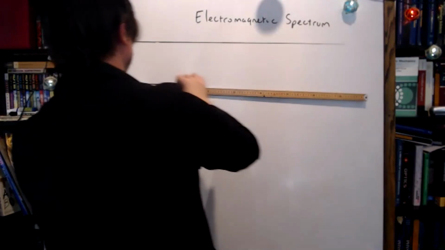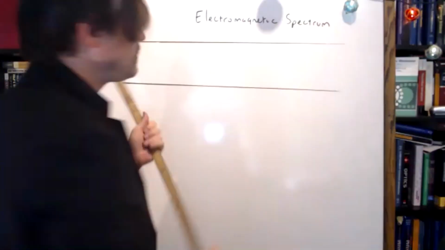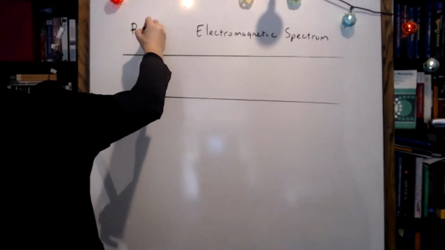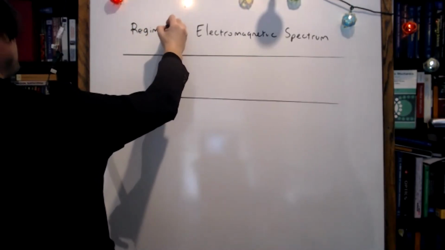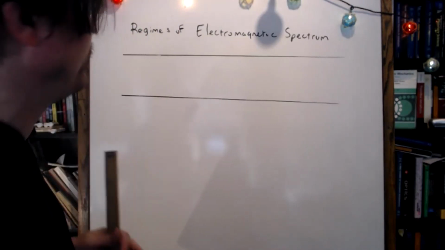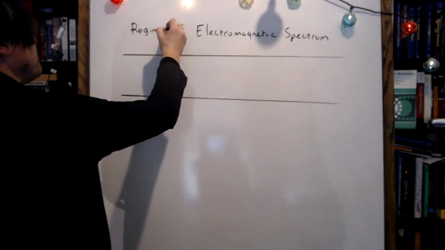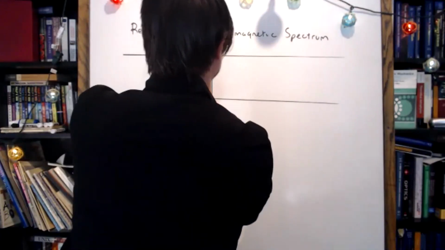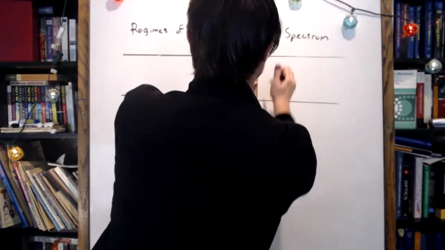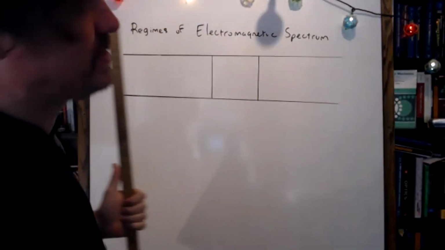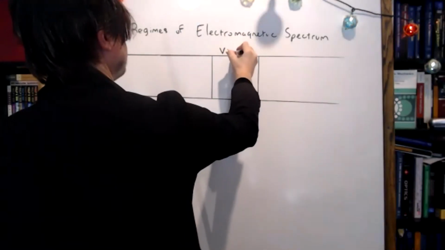These zones are sometimes called the regimes of the electromagnetic spectrum. A regime is like a territory or an area. The one that is most important to you, because you use it every day, is the visible regime, sometimes known to astronomers as the optical regime.